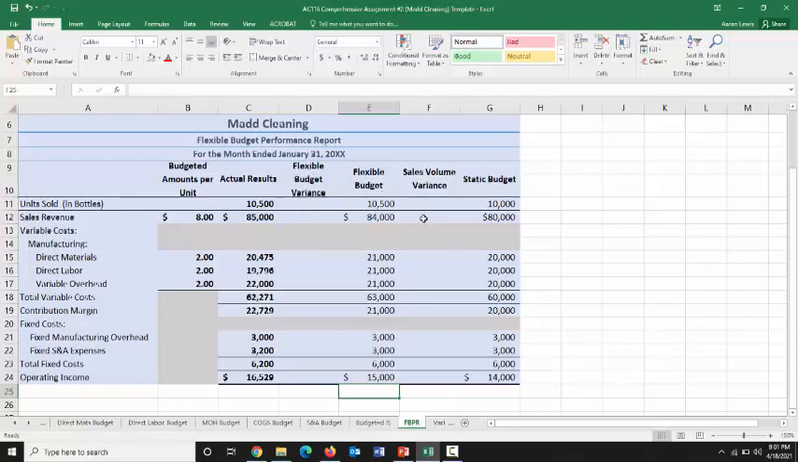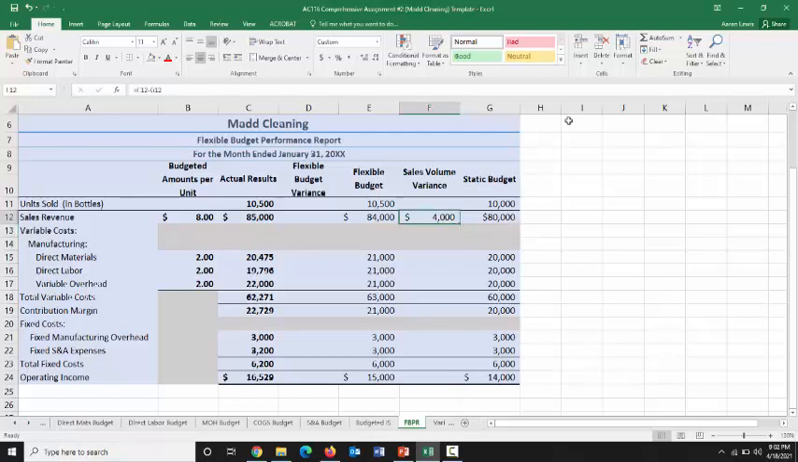And to do that, you just fill in the gaps. So if our sales revenue should have been $84,000 based upon the actual number of units we sold of 10,500, well, that is $4,000 more than what we proposed in the static budget. So $4,000 of our increase in sales revenue can be attributed to the fact that we sold more units than we thought we were going to, which is always a good thing for the company. That is a favorable variance.